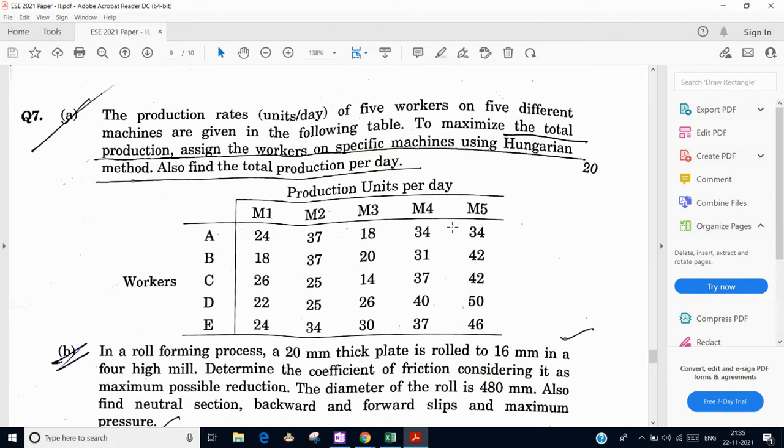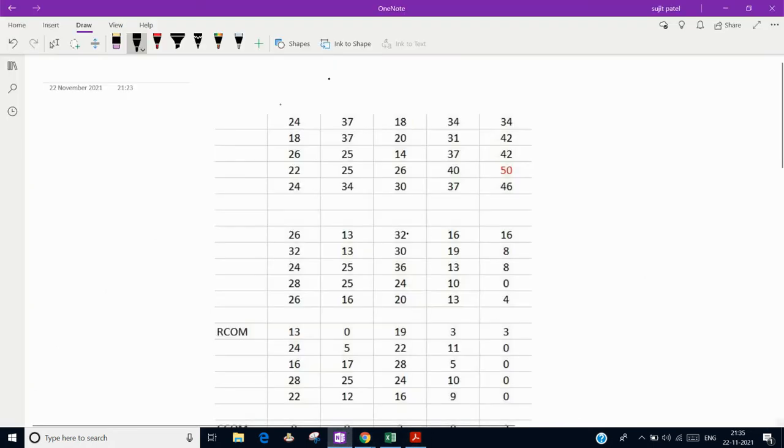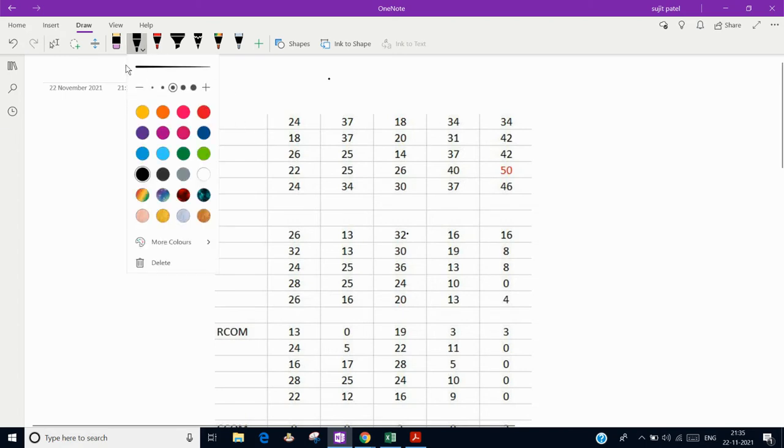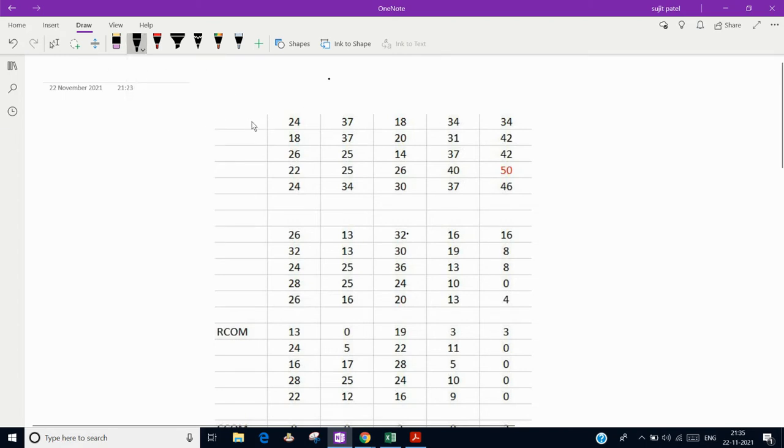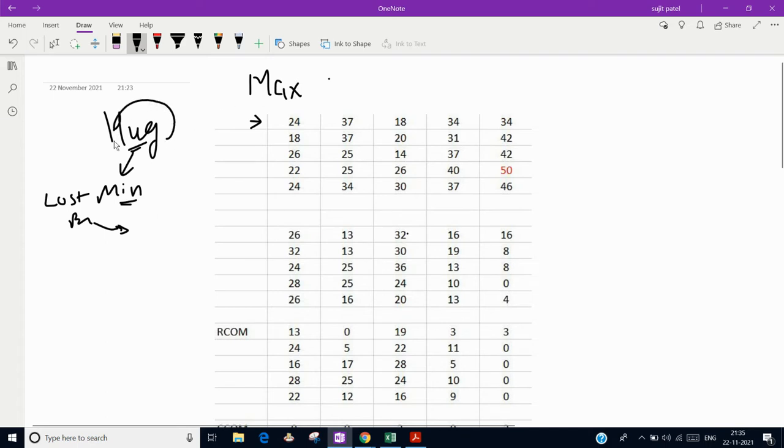Here is the matrix that is given, which I have made here. This is the original matrix that was given. But one thing before we start: the Hungarian method of assignment is based on minimization, that means minimization of cost, minimization of production time, and minimization of scrap, all that. But here the question asks for maximization using the Hungarian method. So what to do? First, we have to convert this maximization problem into a minimization problem.